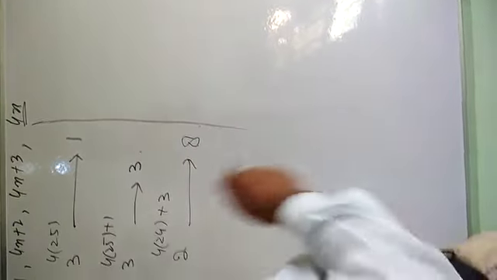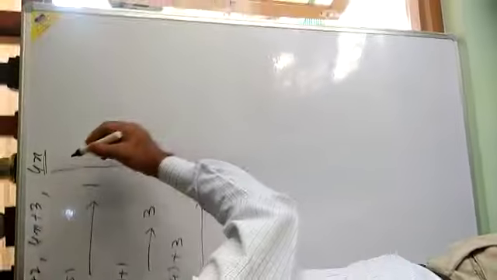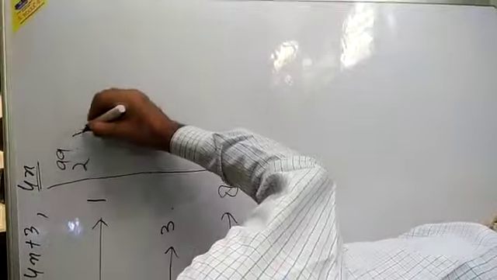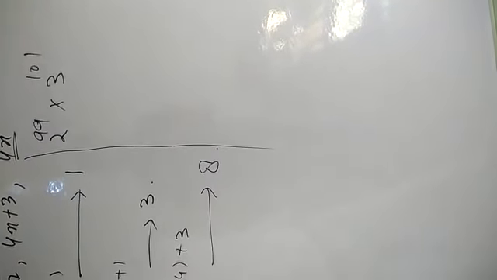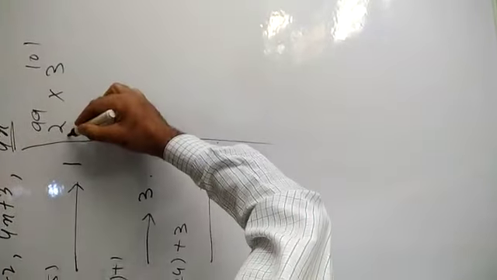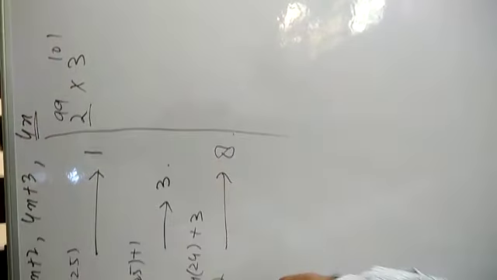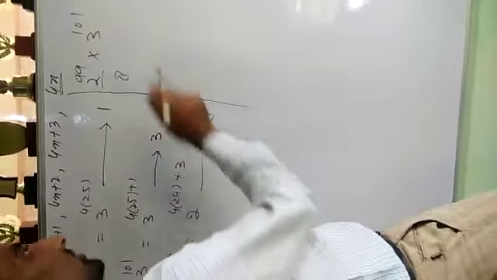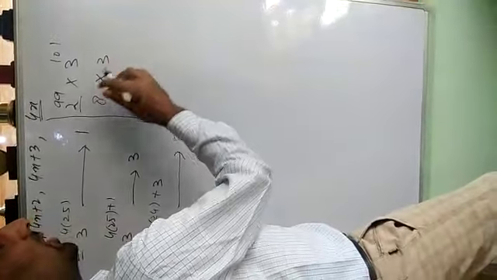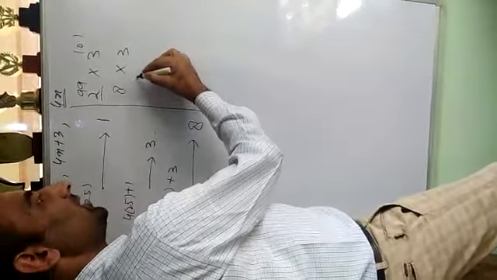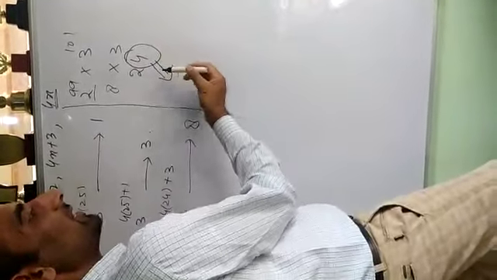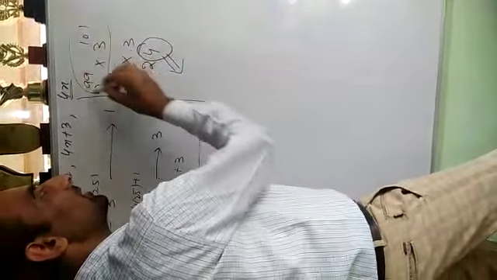Now let's take some difficult one. Let we have this example: 2 raised to power 99 into 3 raised to power 101. What is the last digit of this one? We have already done these two examples. The last digit of 2 raised to power 99 is 8. The last digit of 3 raised to power 101 is 3. Now you multiply these two. So 8 into 3 is 24. Now the last digit of this is 4. Hence the last digit of this product is 4.